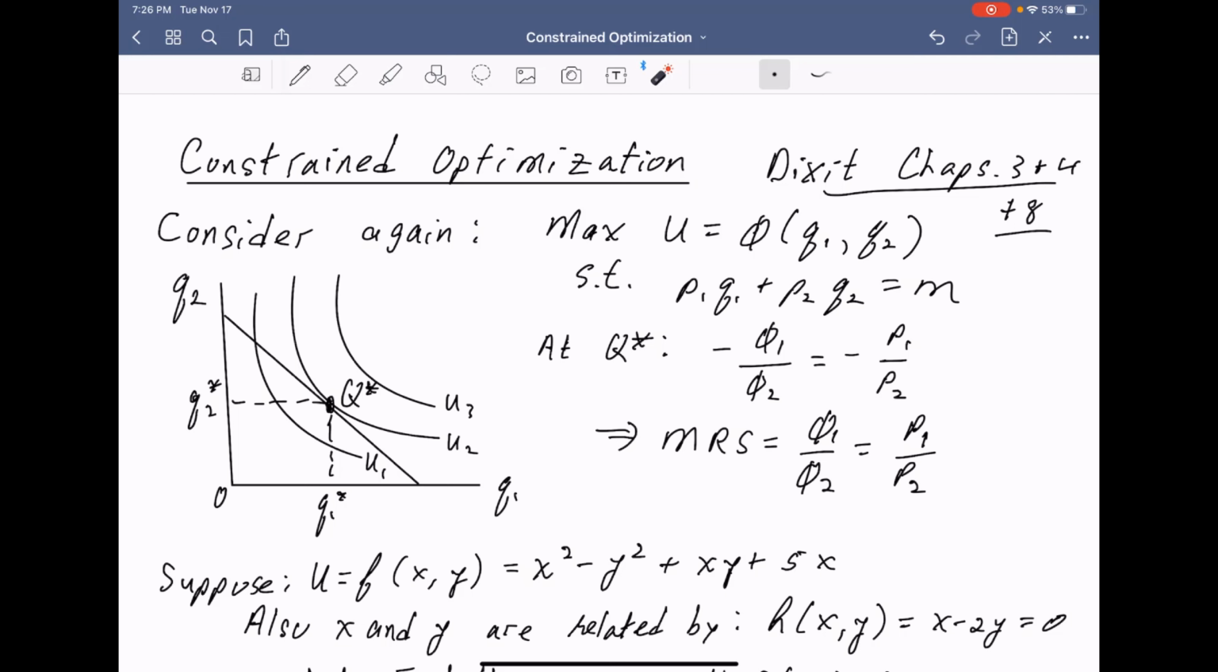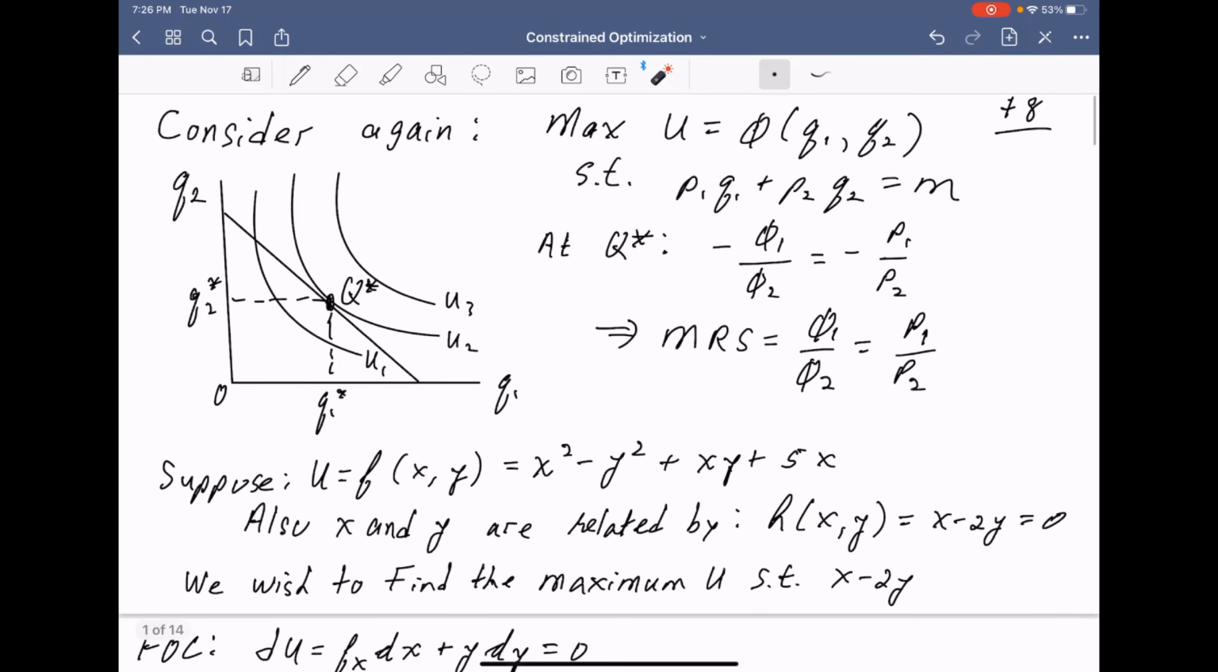At that point, we find that the slope of the indifference curve, which is given by minus phi1 over phi2, where phi1 is the marginal utility of 1 and phi2 is the marginal utility of 2, is equal to the slope of the budget line, which is simply minus p1 over p2. And we showed that the marginal rate of substitution is equal to the ratio of the marginal utilities, which is equal to the ratio of the prices.